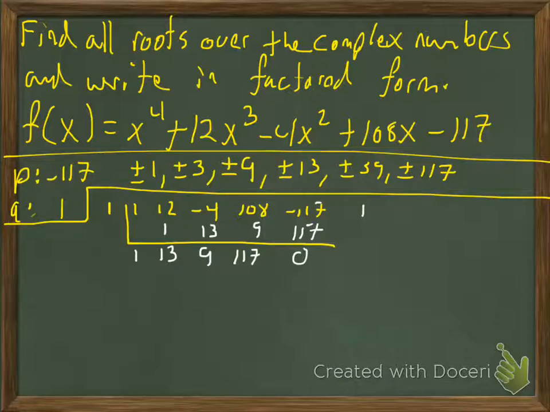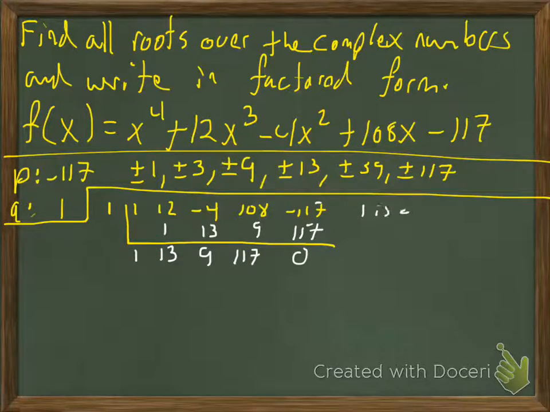For the synthetic division, you bring down the 1. 1 times 1 is 1. 12 plus 1 is 13. Then 1 times 13 is 13. Negative 4 plus 13 is 9. 9 times 1 is 9, added to 108 gives me 117. 1 times 117 is 117, added to negative 117, we get the remainder of 0.